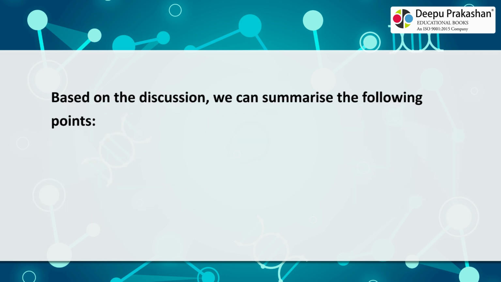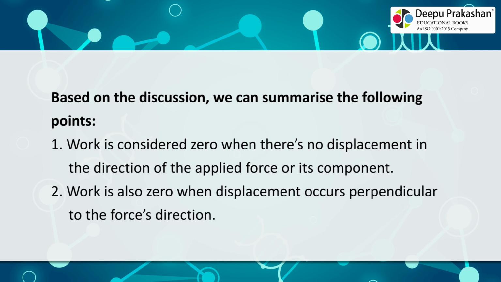Based on the discussion, we can summarize the following points. 1. Work is considered zero when there's no displacement in the direction of the applied force or its component. 2. Work is also zero when displacement occurs perpendicular to the force's direction.